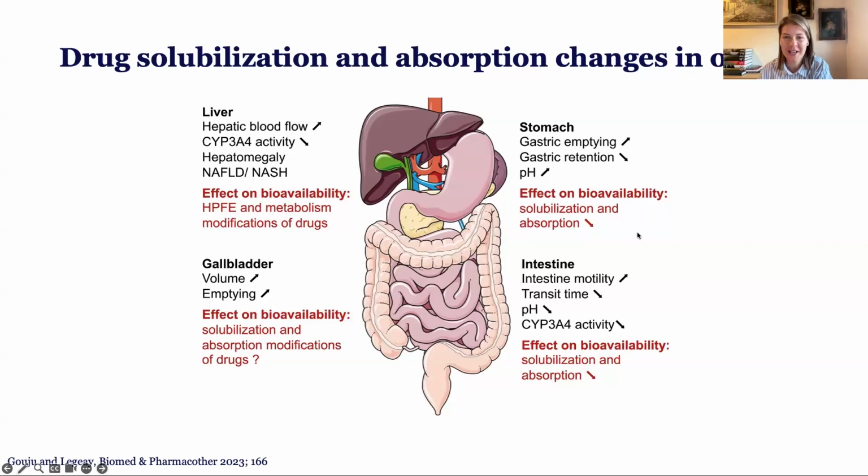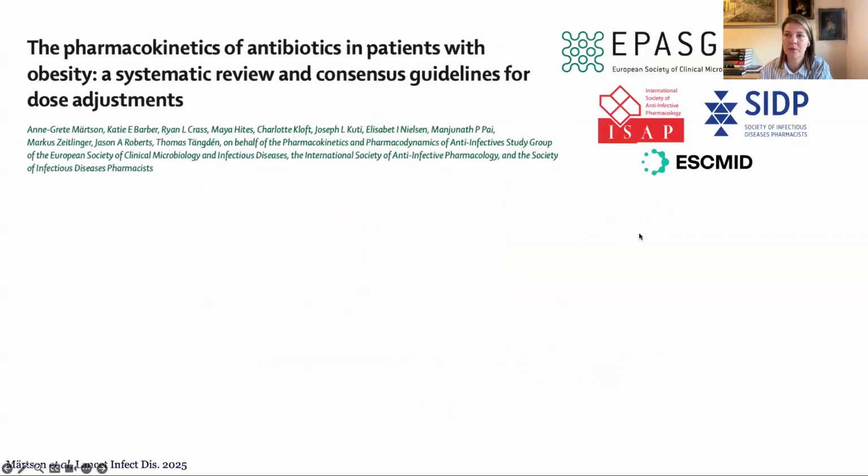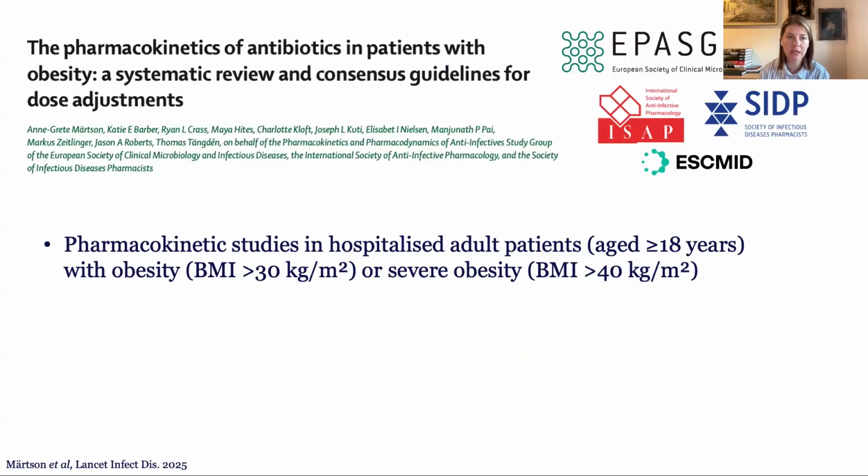I think I've set the scene quite long now. So I want to go to a systematic review that we conducted with the help of a large group of co-authors from different societies: EPASC from ESCMID, the European Society of Clinical Microbiology and Infectious Diseases, but also the ISEP Society and the SIDP Society. What we did then, we screened all pharmacokinetic studies in obesity class, BMI above 30 and BMI above 40.